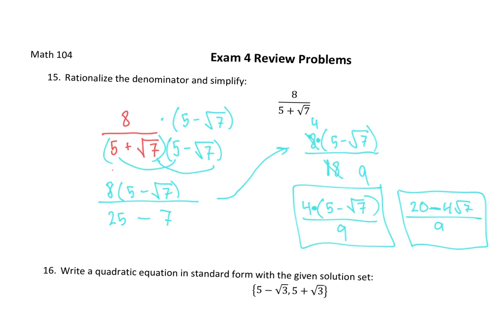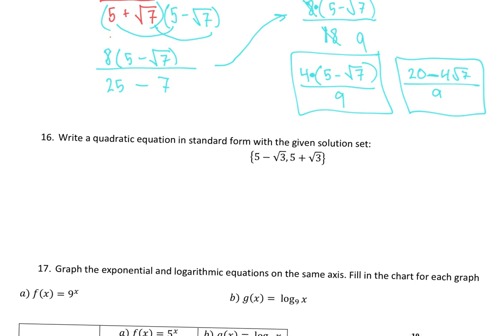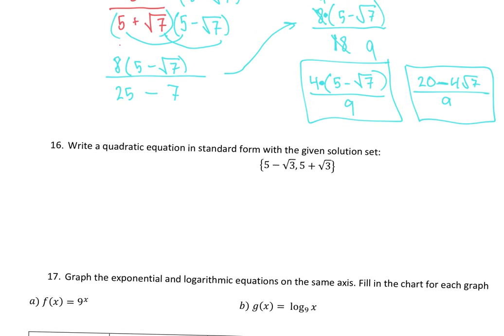All right, the next question is to write the quadratic equation in standard form with the given solution set. All right, so we have 2 things happening here. We have x equals 5 minus the square root of 3, or x equals 5 plus the square root of 3. If you were to write those as their factors, it would be x minus 5 plus the square root of 3 and x minus 5 minus the square root of 3.